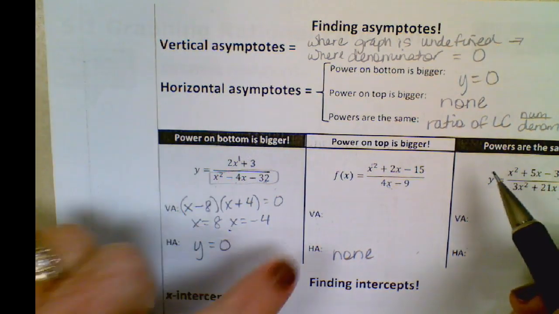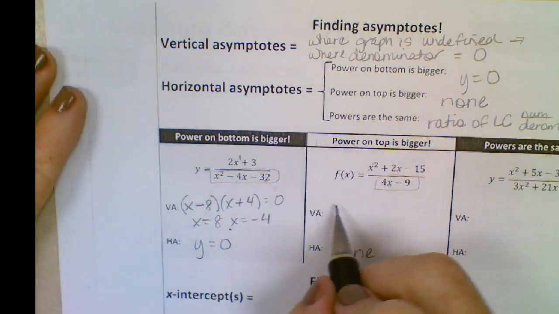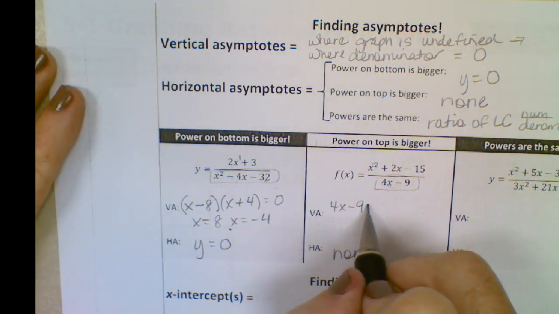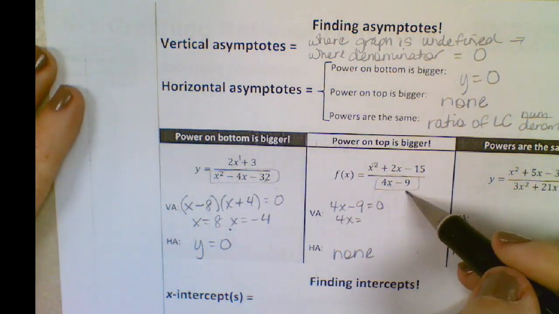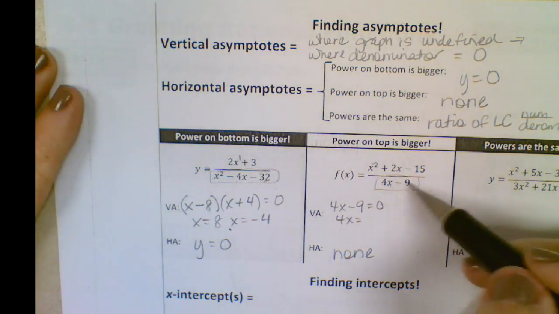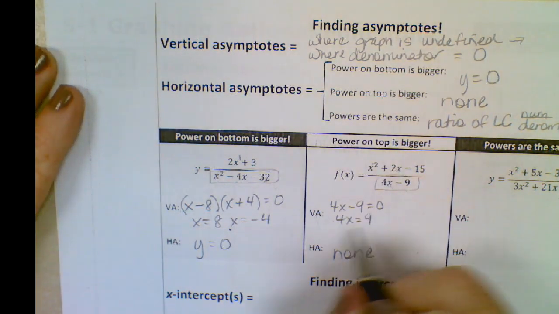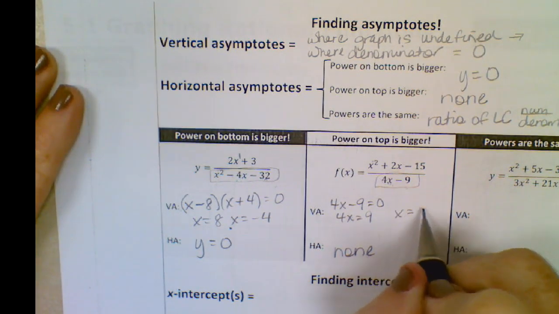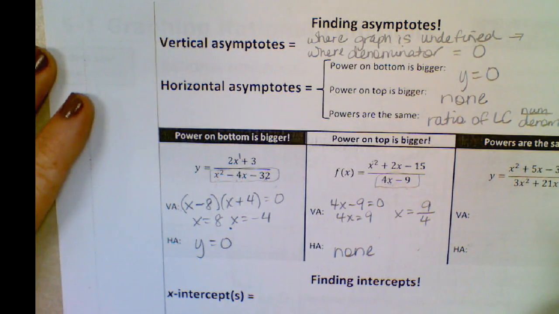In order to find the vertical asymptote, again, I just need to set my denominator equal to 0 and solve, because I cannot divide by 0. That gives me an undefined answer, which means that that's where my vertical asymptote is going to occur. So my vertical asymptote is going to be at 9/4.